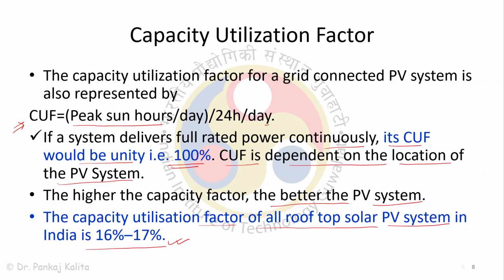Here it's given that for rooftop it's 16 or 17%, but for solar power plants it's 25 to 30%. Basically because it is considering 24 hours of electricity generation. We don't have sun for 24 hours, we have sun for only 8-10 hours. We also have clouds, rains, all those things.